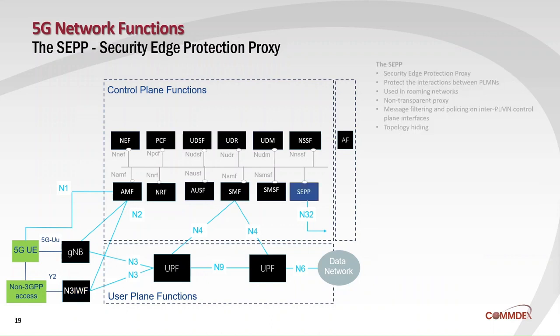The SEPP is the Security Edge Protection Proxy. Its main responsibility is to protect the interactions between PLMN elements. As such, it is used widely in roaming networks. It provides functionality such as message filtering and policing on inter-PLMN control plane interfaces. It also provides security functions such as topology hiding.